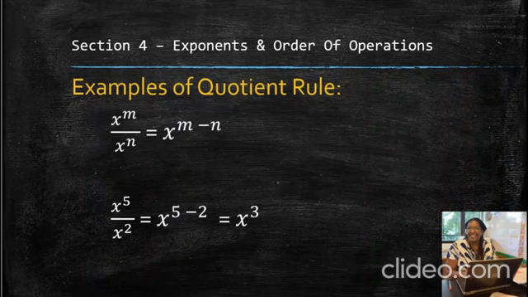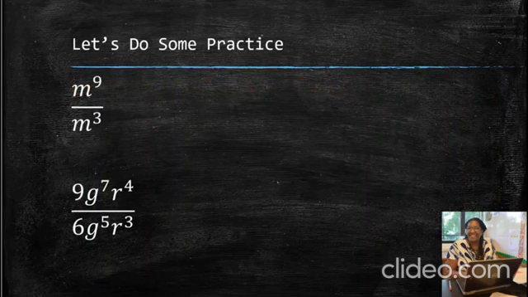We have some practice problems that we will do. Let's look at these two. We have m to the ninth power over m cubed, and 9g to the seventh r to the fourth divided by 6g to the fifth r cubed. As you take a moment to think about the answers to these two problems, I will look at starting to do the first one.